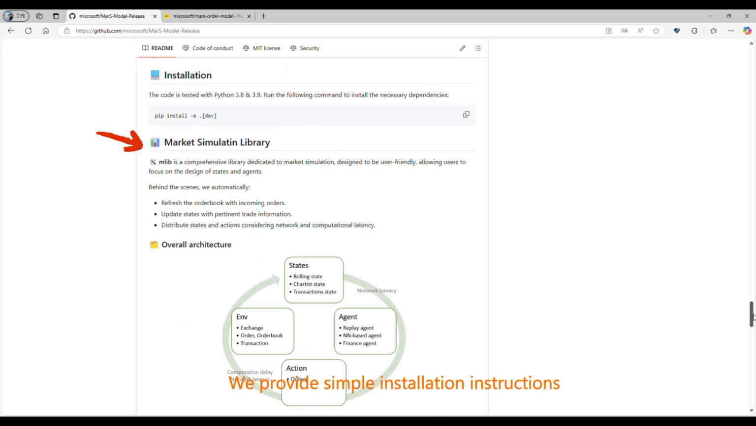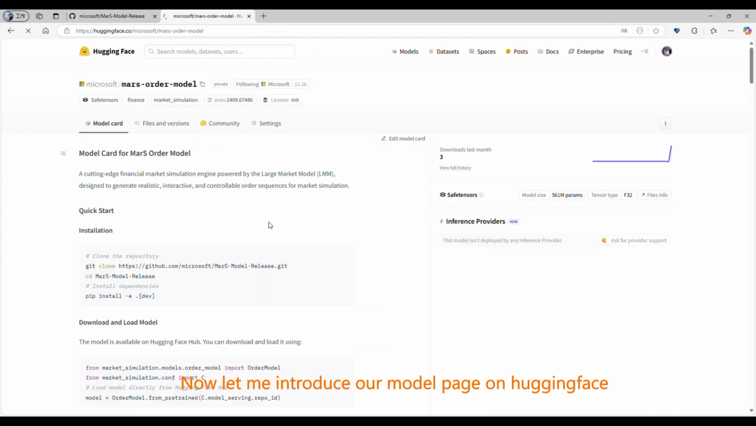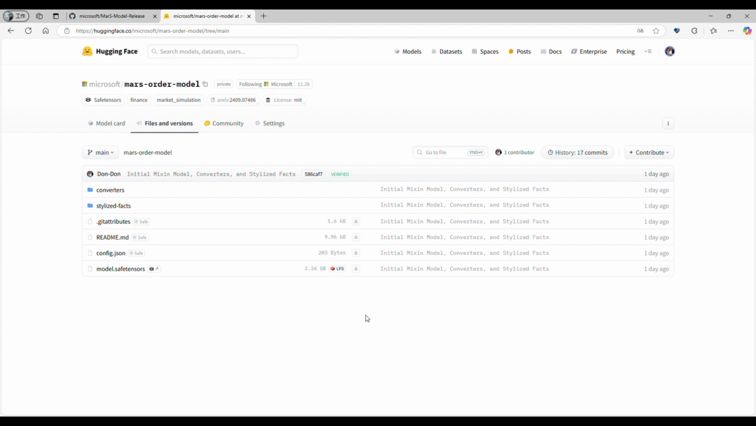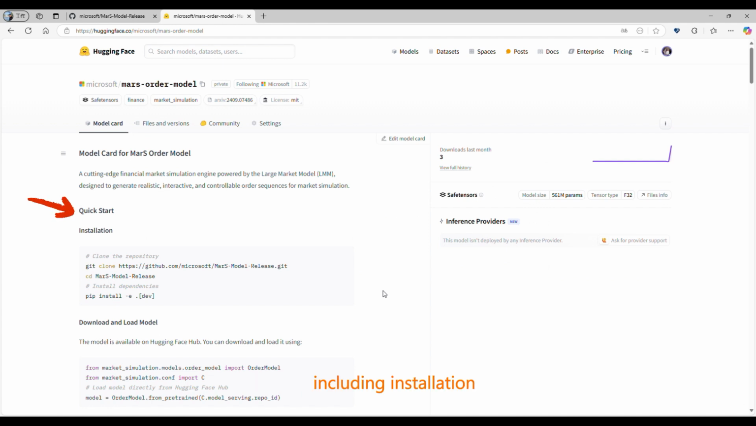We provide simple installation instructions and a comprehensive market simulation library called MLlib, allowing users to focus on the design of states and agents. Now, let me introduce our model page on Hugging Face. Our MarS order model is available for download and use here. Here we provide a quick start guide, including installation, loading the model, and configuring converters. We encourage everyone to try MarS and get more information through our GitHub repository and Hugging Face page.